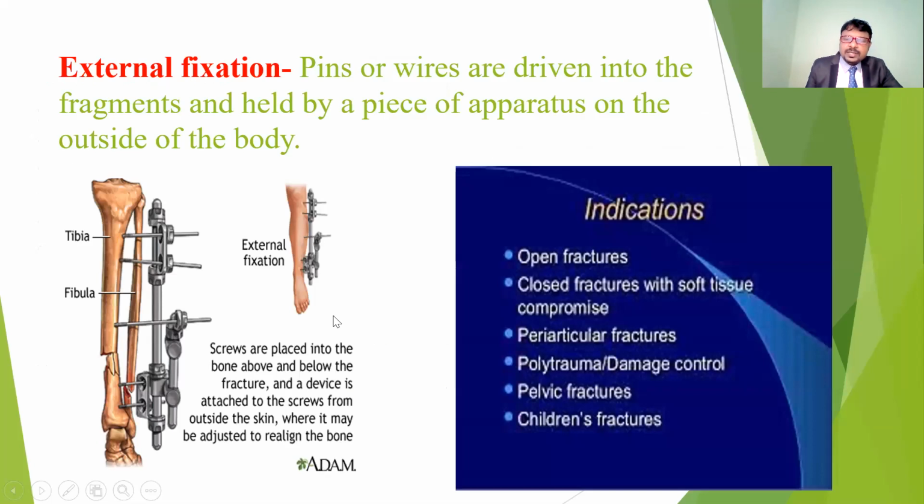Coming to the external fixations. These external fixations use pins and wires, especially in case of bony fragments. In case of open fractures, it is not suitable to reduce, so in those conditions they are going to apply external fixations. The indications of external fixations are open fractures, closed fractures with soft tissue compromise, periarticular fractures, especially those surrounding the articular surfaces, polytrauma, damage control, pelvic fracture, and also children's fractures. So these are the indications of the external fixators.